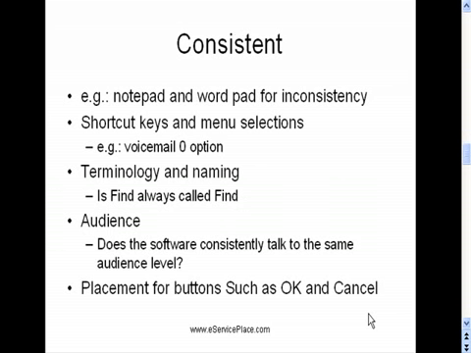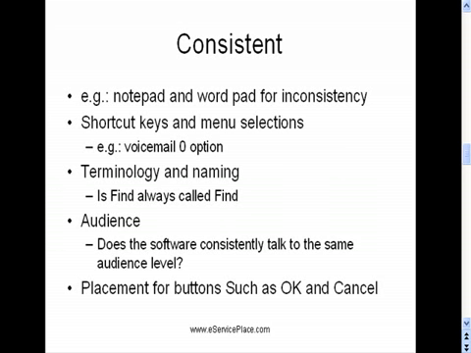Another characteristic is being consistent. So the UI should be consistent throughout. An example of inconsistency is Notepad and WordPad. In the old Windows, the find or search functionality in Notepad and WordPad was accessed in different ways. In Notepad, it was accessed through a search menu. In WordPad, it was accessed through the edit menu. But they have corrected this in recent Windows applications, and both are consistent now.